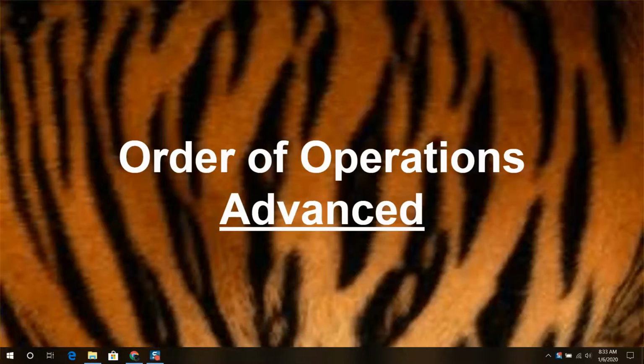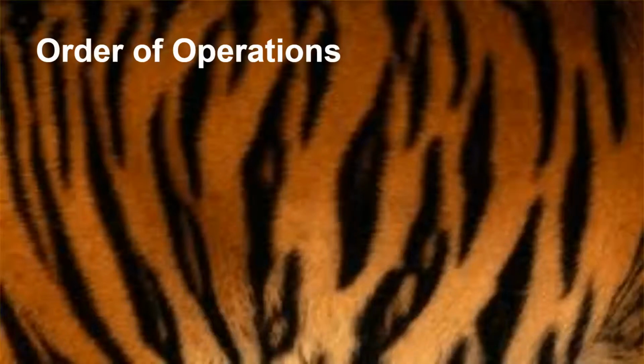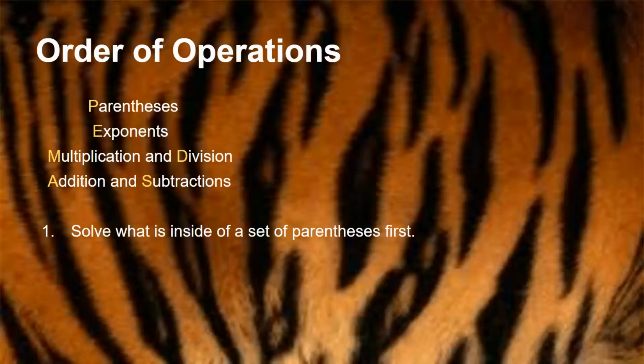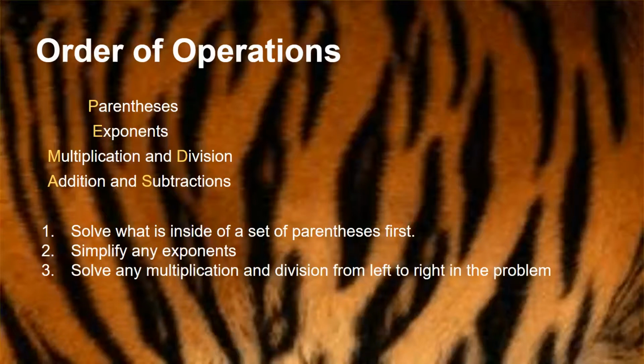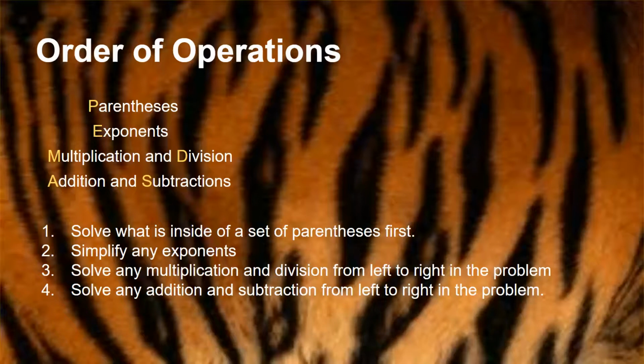Today we're going to look at some order of operations and do exponents as well, so it's a little bit more advanced. Here are the order of operations. Parentheses, exponents, multiplication and division, addition, subtraction. Remember, you have to do what's inside the parentheses first, followed by simplifying any exponents, then multiplying and dividing from left to right, so do them at the same time. Same with addition, from left to right, do them both at the same time.